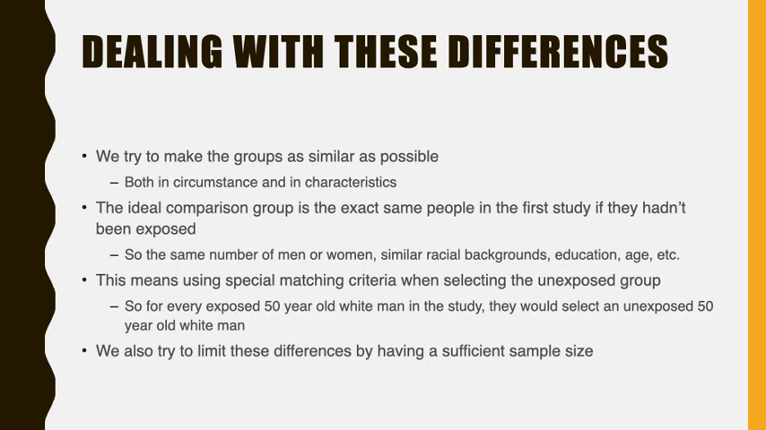The ideal comparison group is the exact same people in the study if they weren't exposed. So we would have the same number of men and women, they would have the same racial background, same education, and so on. This means we use special matching criteria when selecting the unexposed group. So for every exposed 50-year-old white man in the study, there is an unexposed 50-year-old white man in the study. We try to limit these differences by having a big enough sample size.